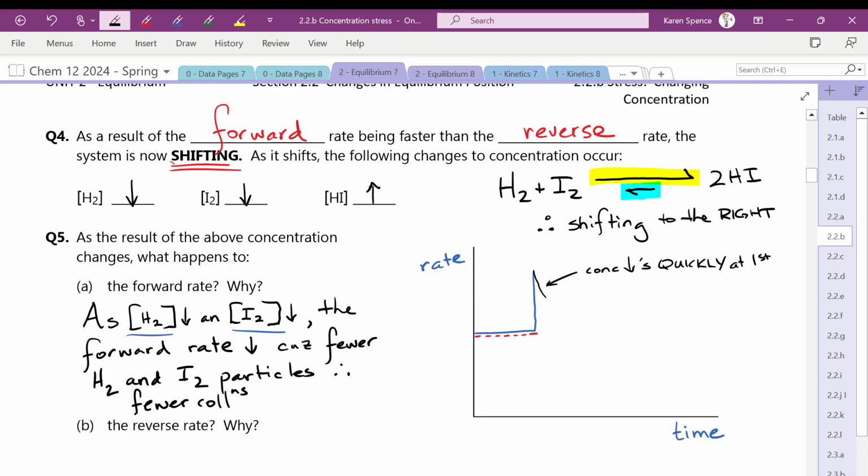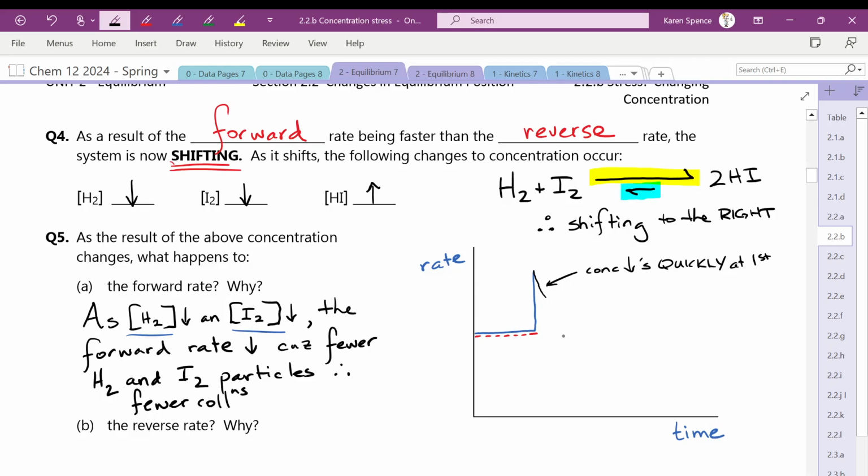And then what happens to the concentration eventually? Eventually it will become constant. So what has to happen to that line now? The curve has to become more shallow, and then eventually it will become flat, okay?